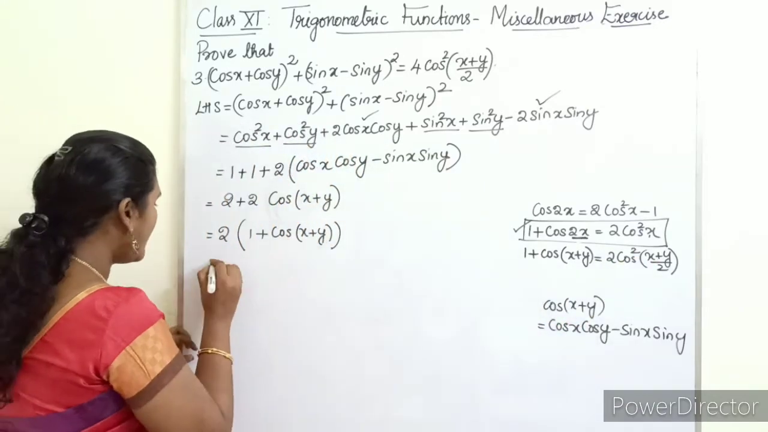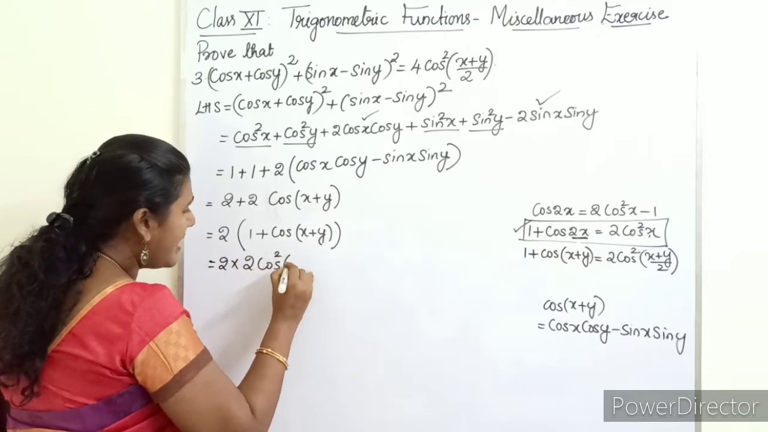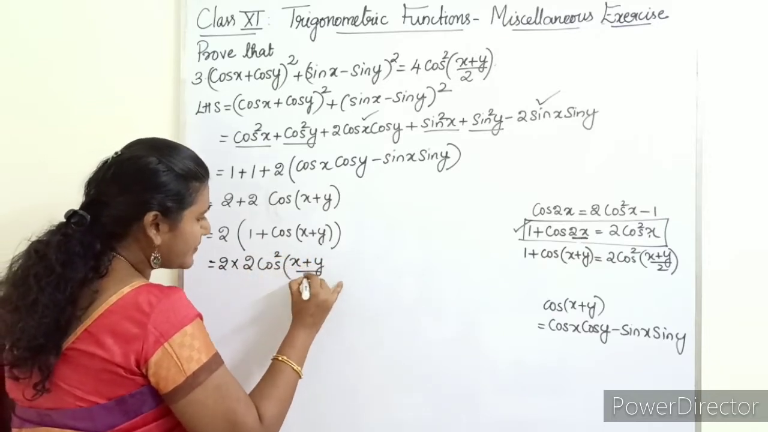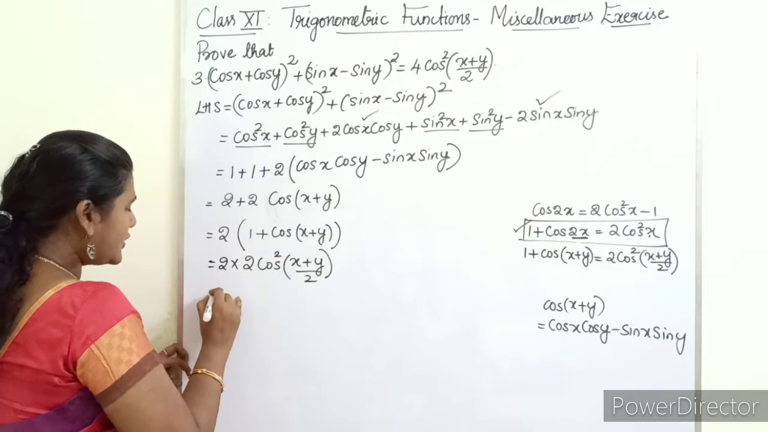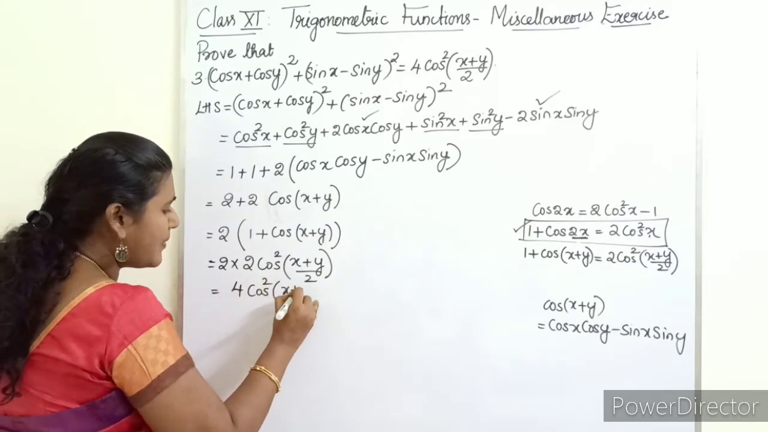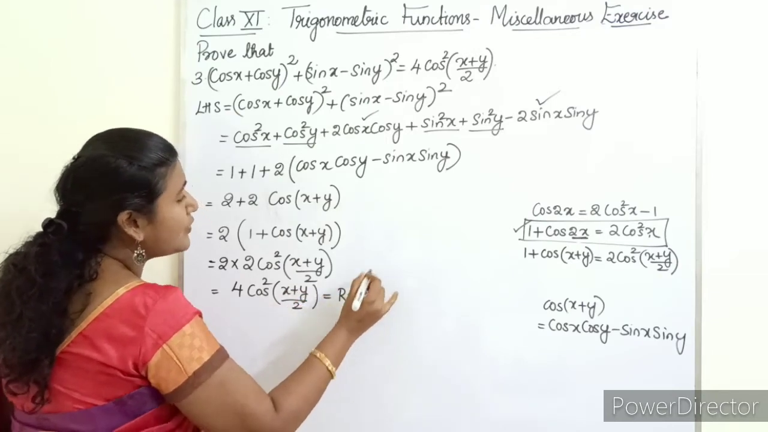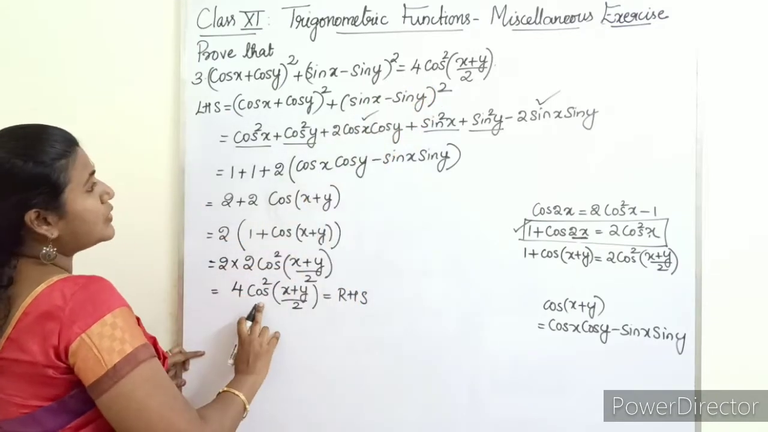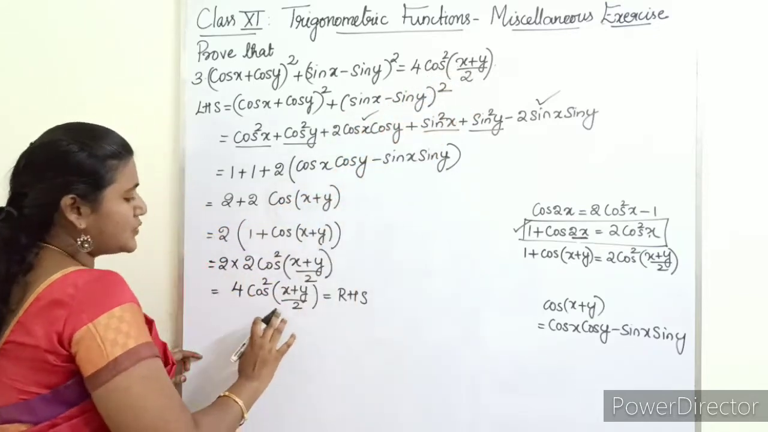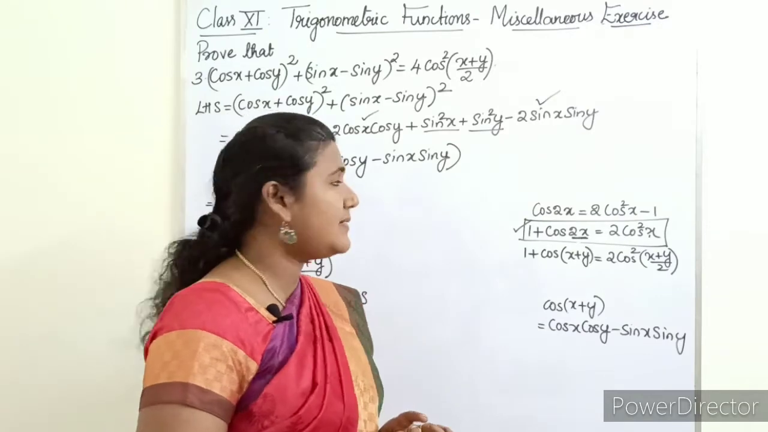So here we are going to write 2 into 2 cos square (x + y)/2. Now we will multiply these two. So we will get 4 cos square (x + y)/2. So this is our RHS expression. So 4 into cos square (x + y)/2, this is what we got. Okay. Now we will see the next question.